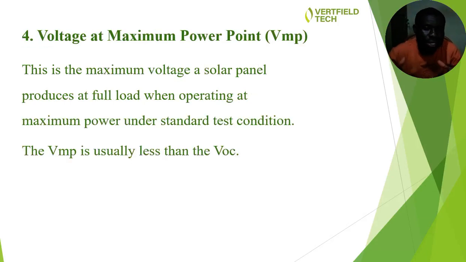Now, this is quite different. Voltage at maximum power point. This voltage at maximum power point is the voltage that the solar panel produces when it is operating at full load. Yes, when the solar panel is operating at full load. So what this simply means is that this is the voltage the solar panel produces at full load, when operating at maximum power under standard condition.